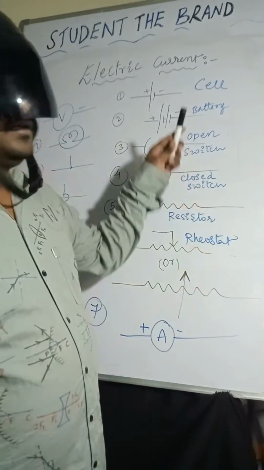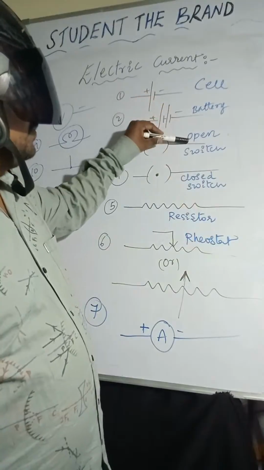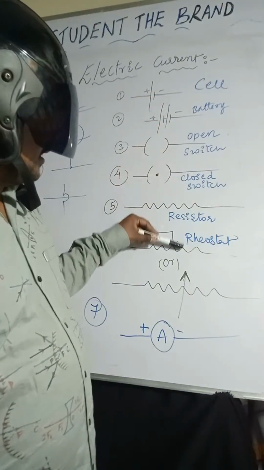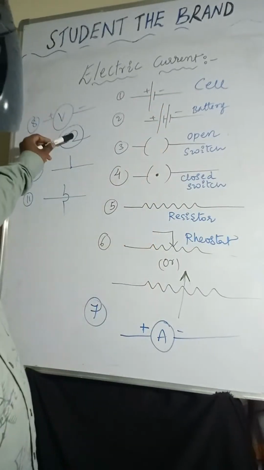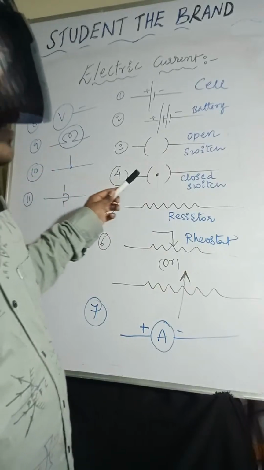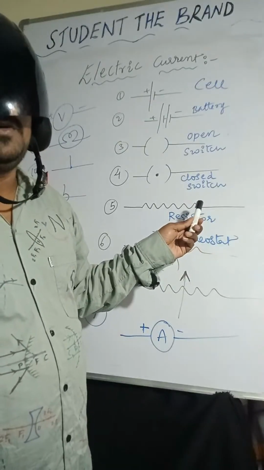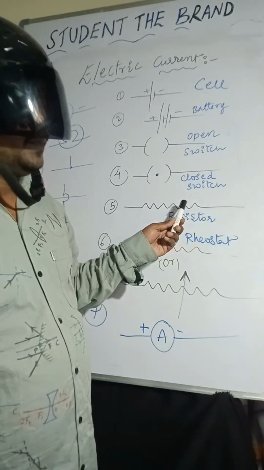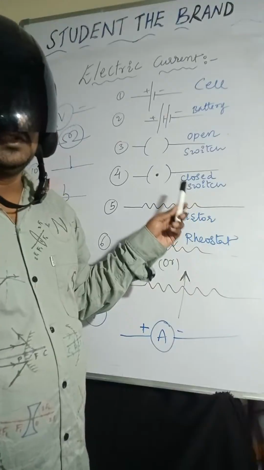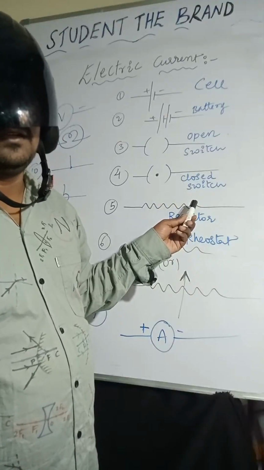So cell, battery, open switch, closed switch, resistor, rheostat, ammeter, voltmeter, bulb, wire joining, wire crossing. Here, a resistor is a device which is used to oppose the electric current in the circuit.